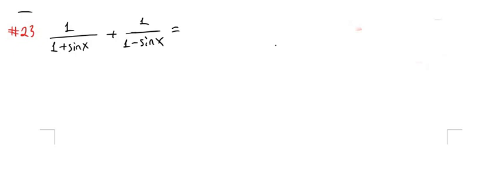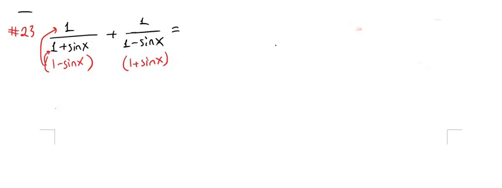We have 1 over 1 plus sine x plus 1 over 1 minus sine x. Because we don't have like denominators, we have to make equal denominators before we go ahead. So I can multiply this fraction by 1 minus sine x, and I can multiply this fraction by 1 plus sine x. What happens if I multiply both top and bottom by 1 minus sine x?